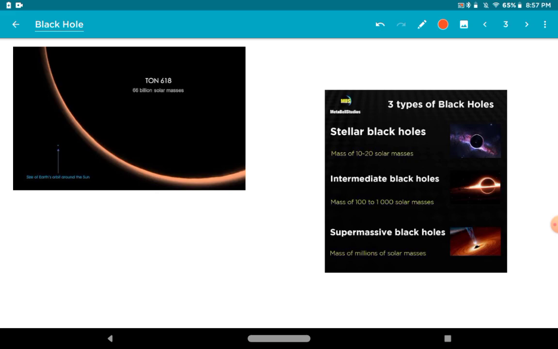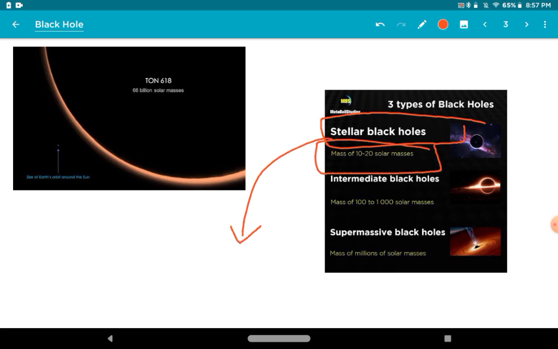So there are 4 types of black holes, but the 4th type is very less in number, so we will talk about it after. So first let's talk about the stellar black holes. Like how does stellar black holes, there is a limit on that.